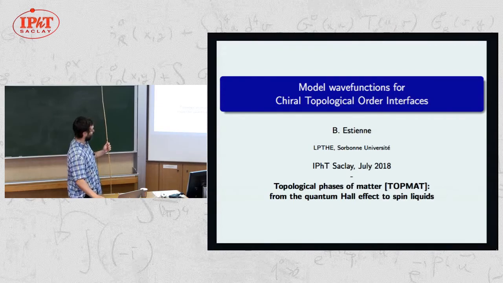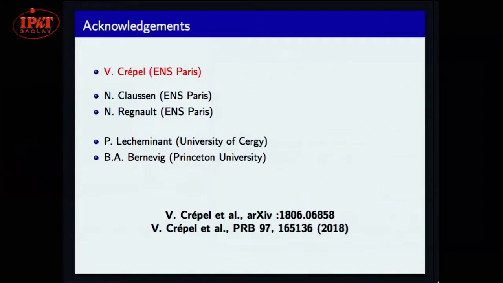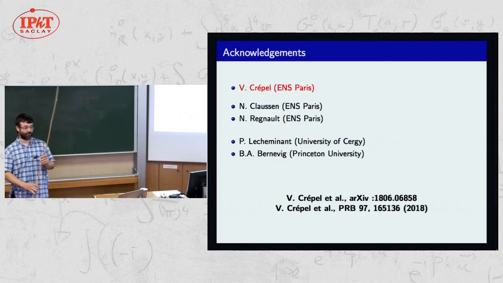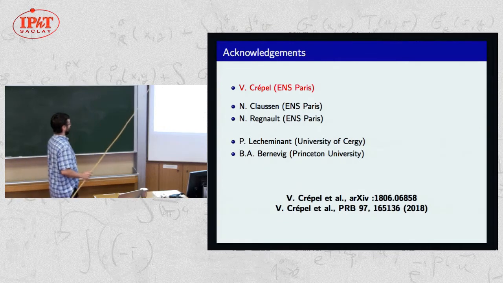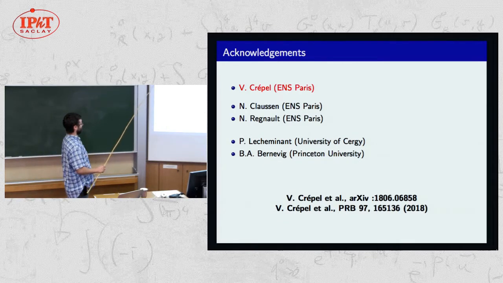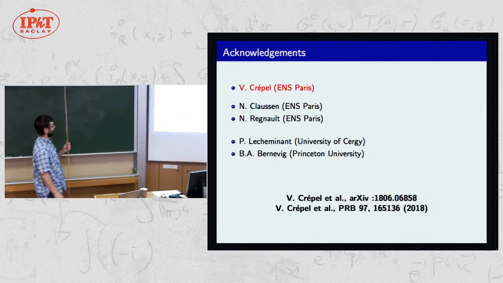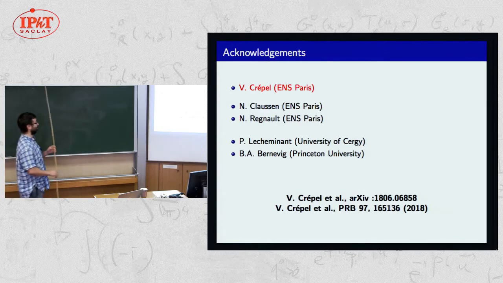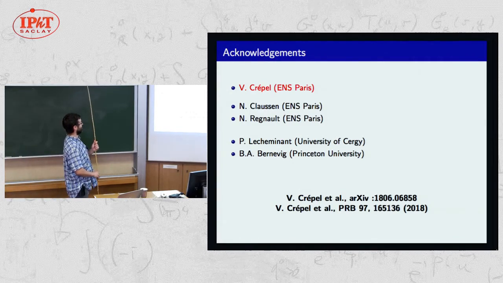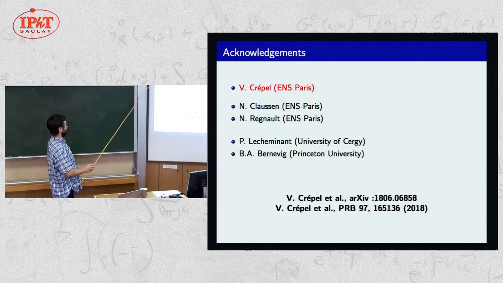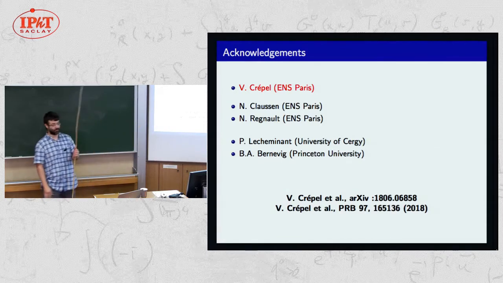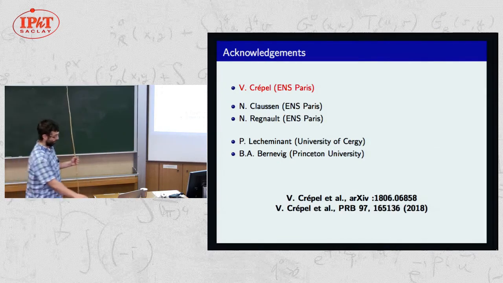So it's rather recent work. It's 2 papers this year, whose main contributor is Valentin Crépel. He's about to start his PhD with Nicolas Regnault and myself. Part of the numerical data has also been done by Nicolas Clausen. If time allows, I'll mention his work right at the end. He's an intern with Nicolas. And it's also based on earlier work, which was done with Valentin, Nicolas, Philippe Lecheminant, and Andrei Krenovic.